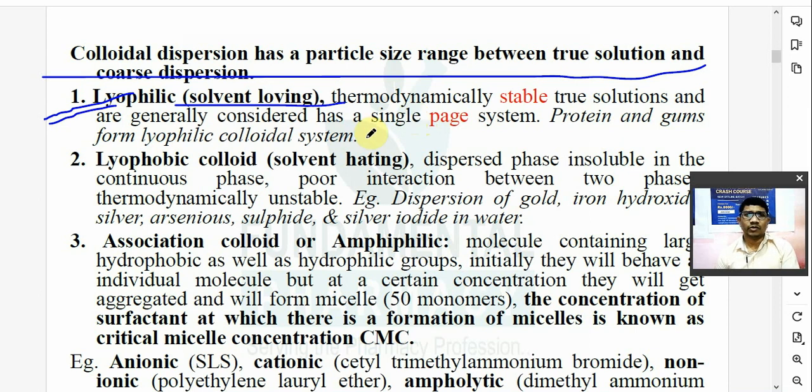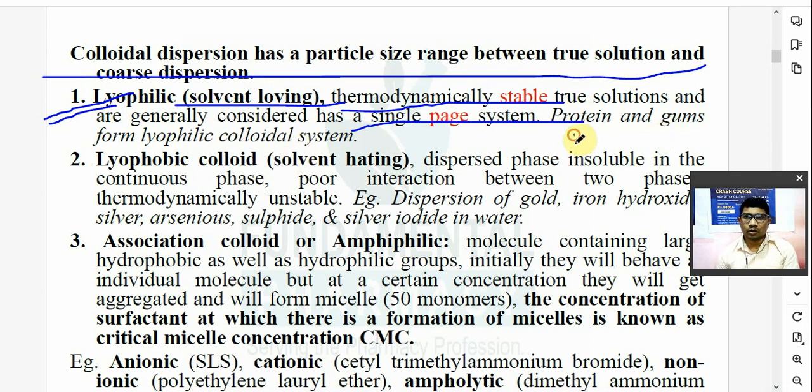Okay? So lyophilic मतलब क्या? Solvent loving. And remember, lyophilic colloids are thermodynamically stable and they are known as protective colloids. Question आता है. They are thermodynamically stable. They are true solutions and are generally considered as a single phase.